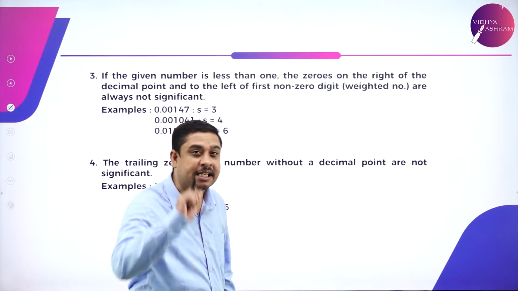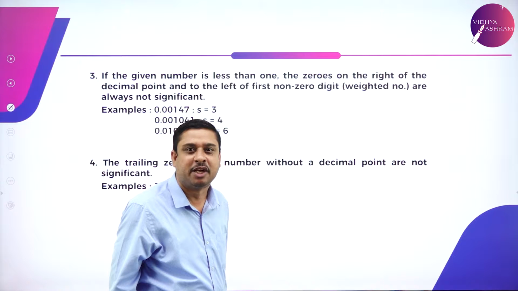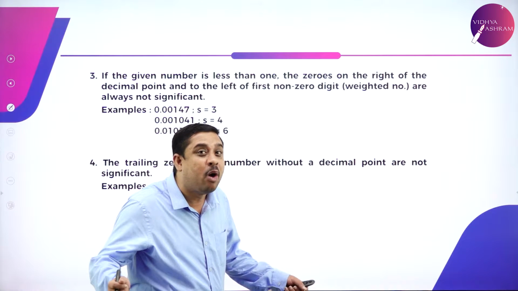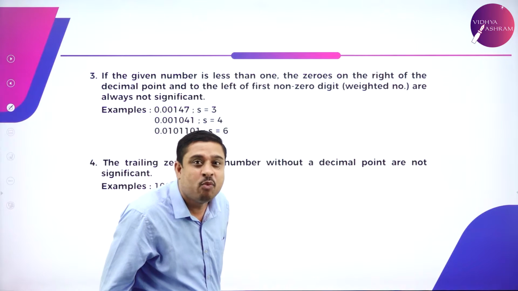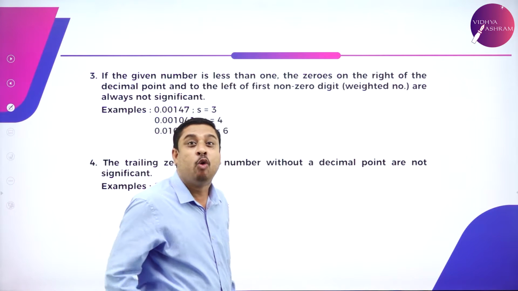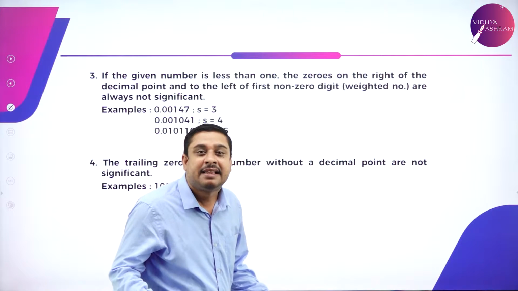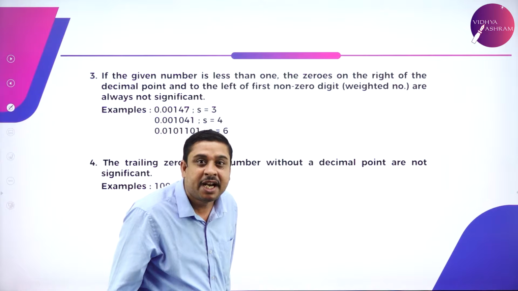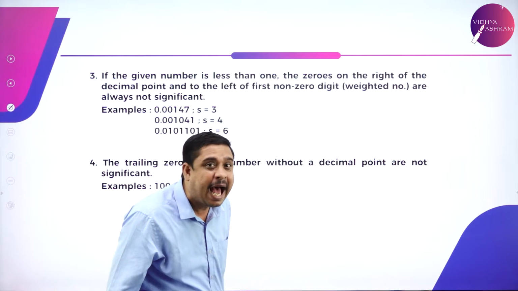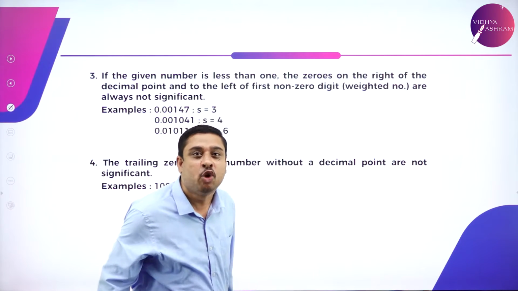Proceeding further, this is a very, very interesting rule. What about numbers which are less than 1? How do I consider the significant digits in a number which is less than 1? Here is a solution for that.